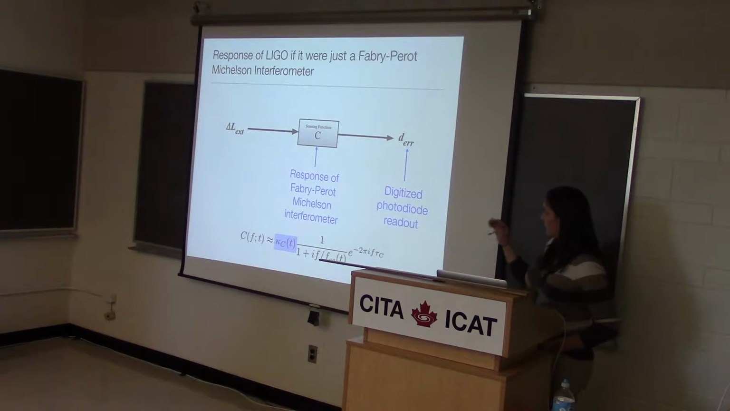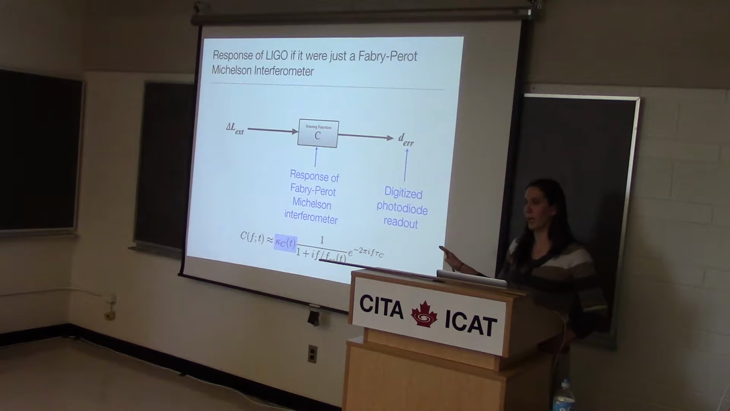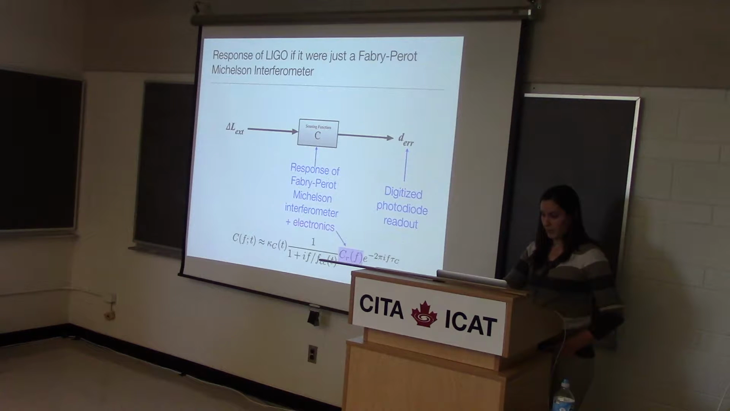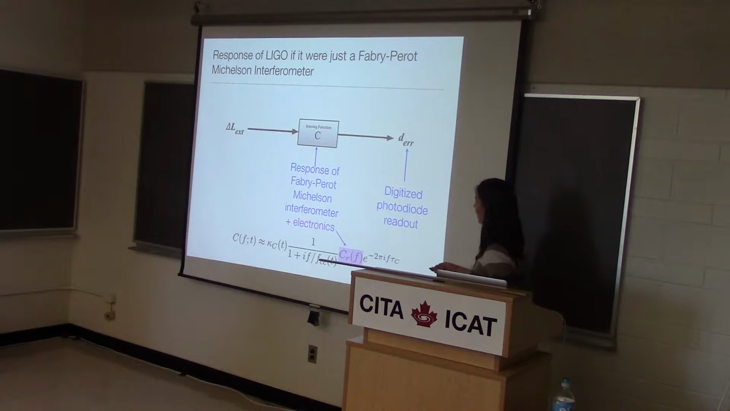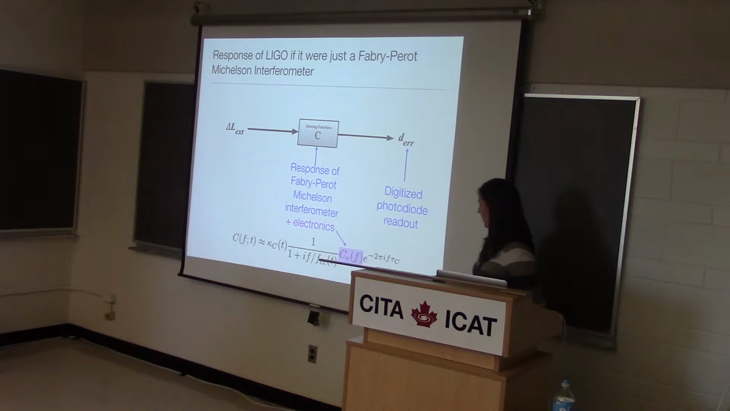All right, so that's just the response of the Fabry-Perot cavity. And while you can do more complicated things than that, this does pretty well in the frequency band we're interested in. Yes, you also need to model the electronics at the photodiode readout. So there's one other measurable known term in here, which we'll just call C_R(f), which is the modeled electronic readouts.